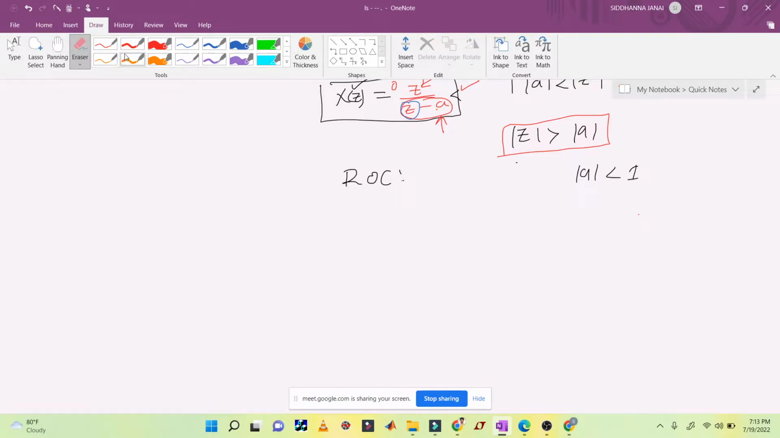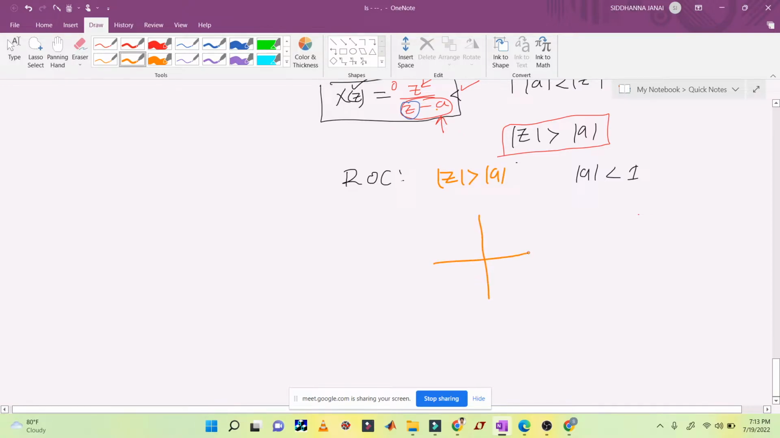Okay, we'll move further and we'll have a look at the different ones. This one let me complete. This is A, one pole, and this is a zero, and this is your ROC outside this pole. Real axis of z, and this is imaginary of z. Okay, this is clear, right? This problem is clear.